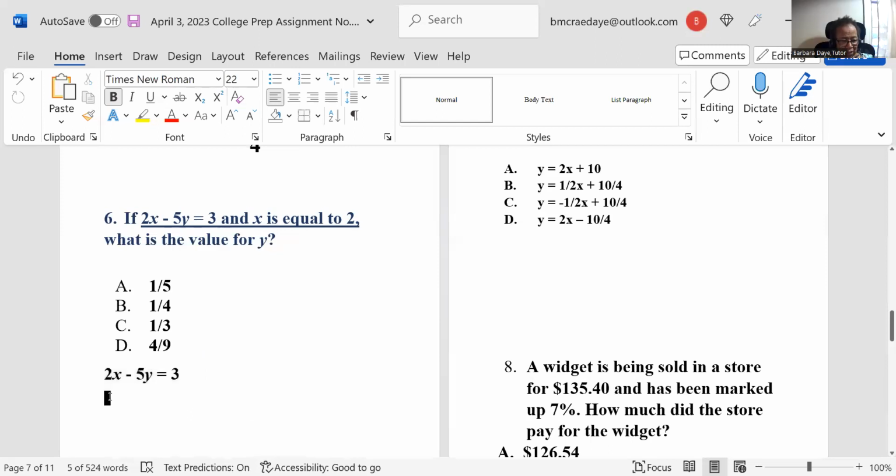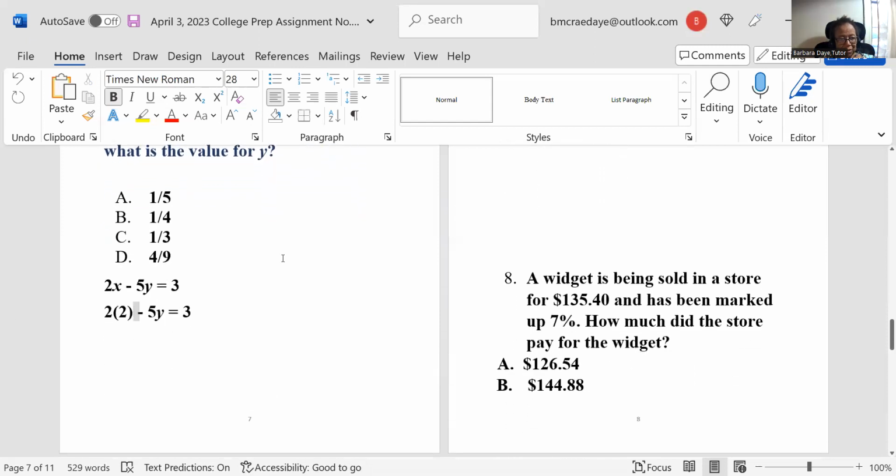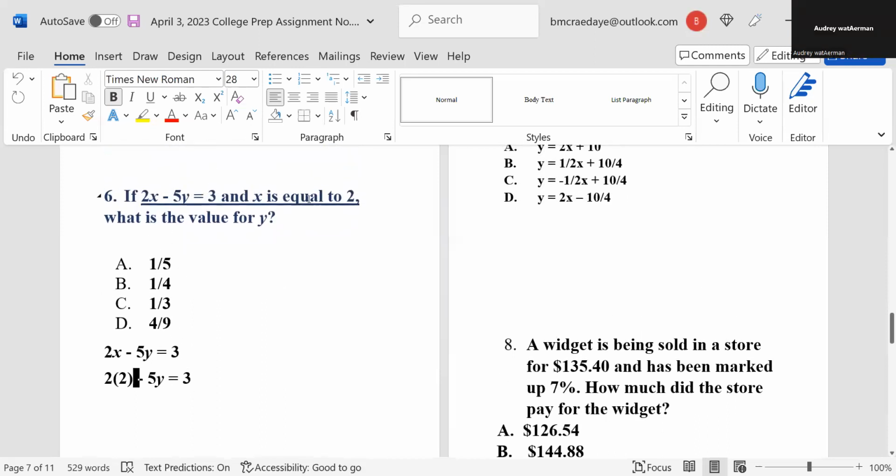So let me just put that here and write exactly what I'm saying. So the x, then we substitute. That's why I call it substitution of the variable, because you put a 2 here. All right. Now, can you solve it, Audrey? We're only doing what they said. x is equal to 2, so I put the 2 for the x. 2 times 2 is 4. So that would be 4 minus 5y equals 3.